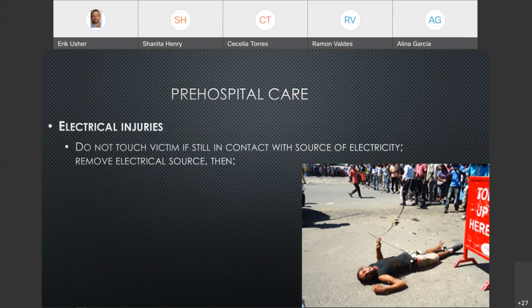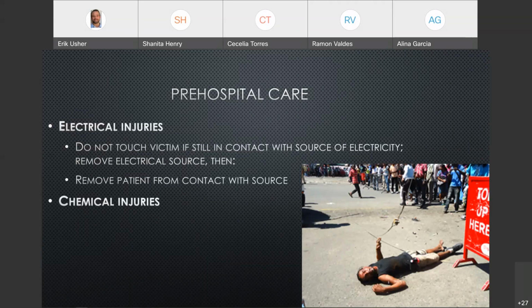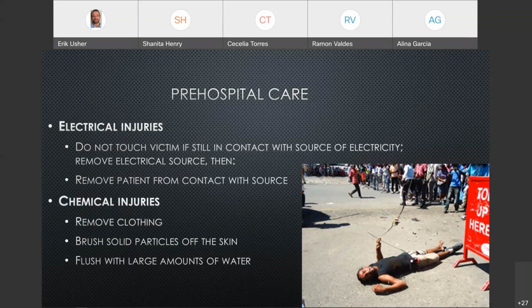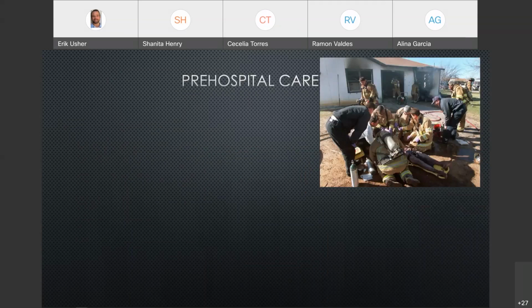And sometimes it's painful because we have to wait until that electricity is shut off by qualified personnel. Then we can remove the patient from contact with the source. Chemical injuries, remove the clothing. Please, please, please be careful of yourself. Use the proper PPE. Brush those solid particles off the skin before you copiously flush with large amounts of water.